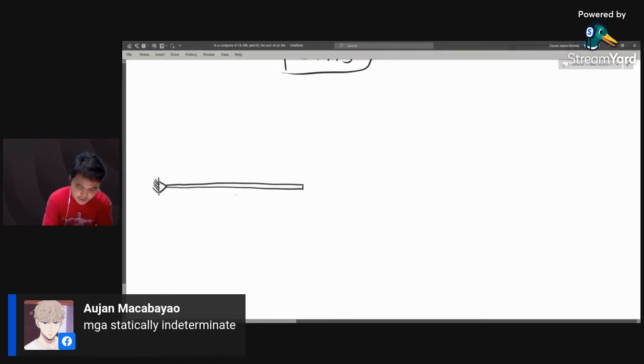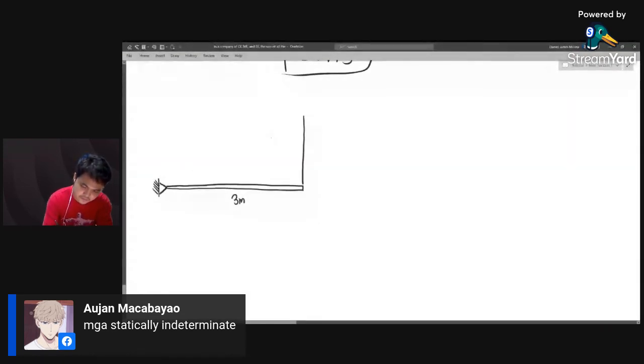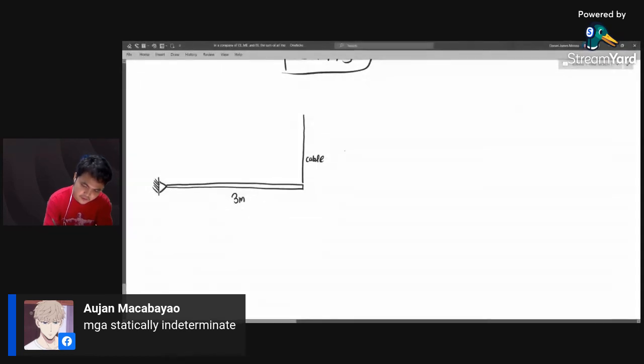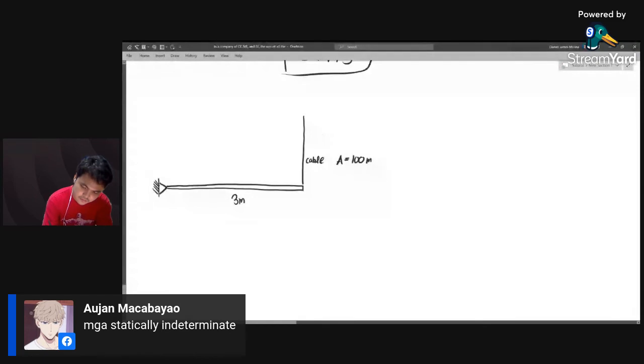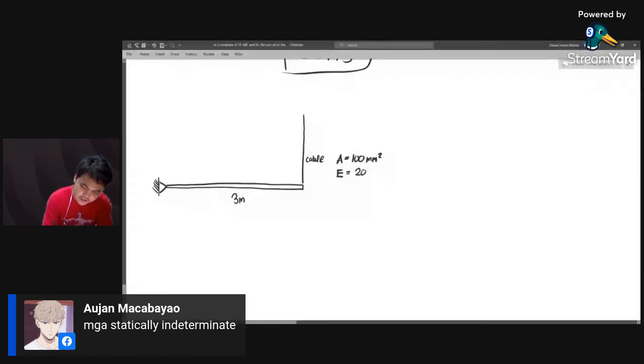Meron tayong beam, let's say, 3 meters long. Then, we have a cable here with area of 100 square millimeters. Then, gawa siya sa steel, kaya yung ating E is 200 GPa.